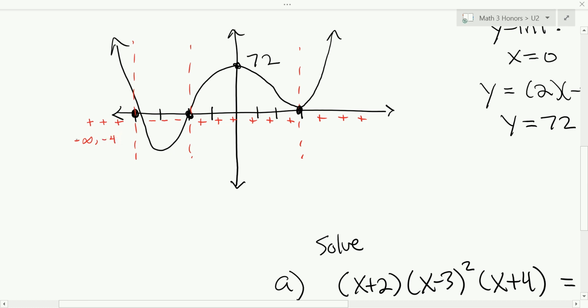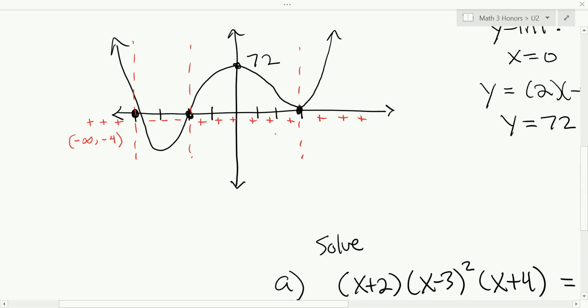And should I use a bracket or parentheses on the -4? It's got to be a parentheses because I said it's got to be greater than. If I use the bracket, that means it could be equal to 0 as well, and we can't have it equal to 0. So you got to use parentheses there.